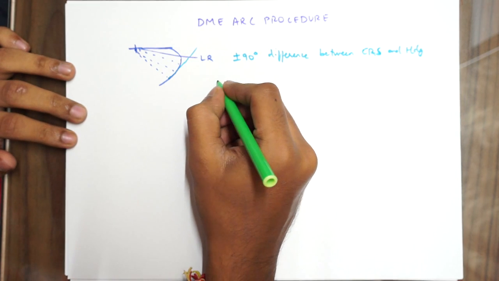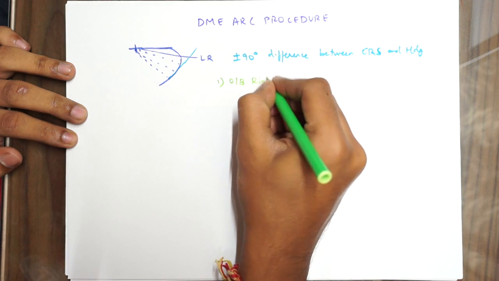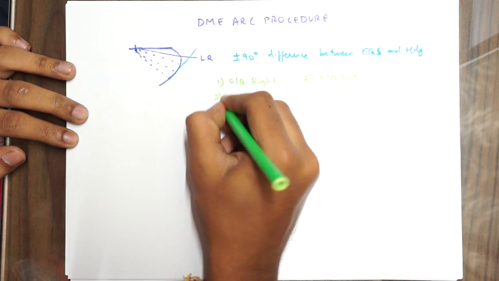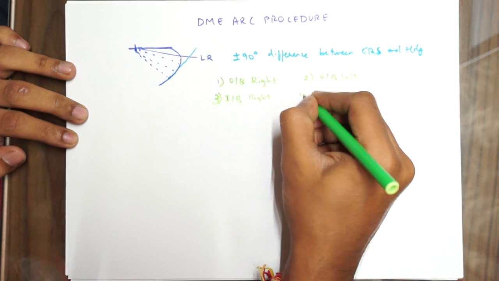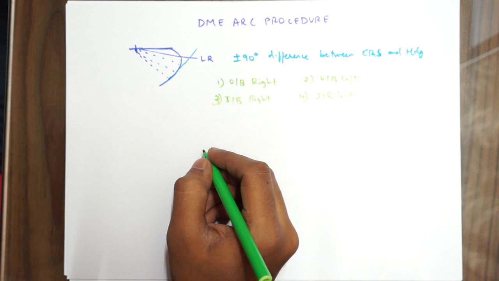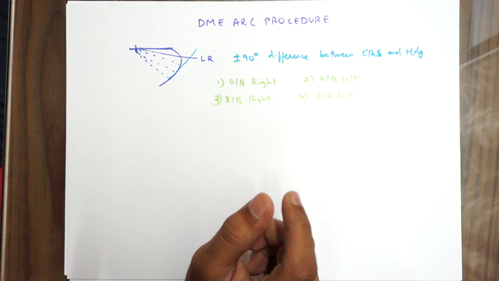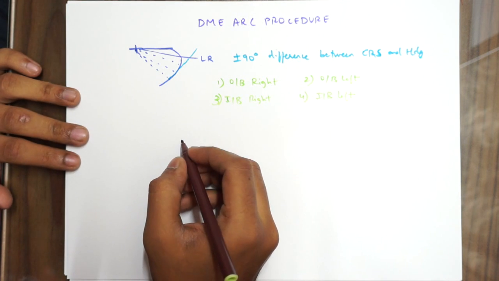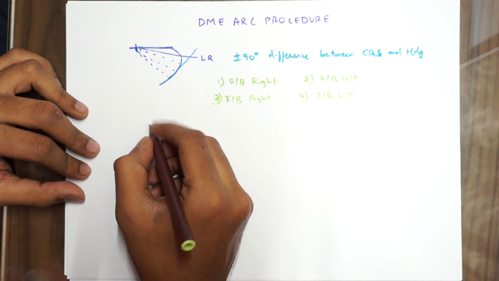There are 4 types of DME arc procedures that are generally done: first, outbound right; second, outbound left; third, inbound right; and fourth, inbound left. You have all these 4 kinds of DME arc procedures that are generally used. Now I'll give you a table that you can use. Right now you won't understand it directly, but when I explain further in the video, I think it's going to be really helpful.